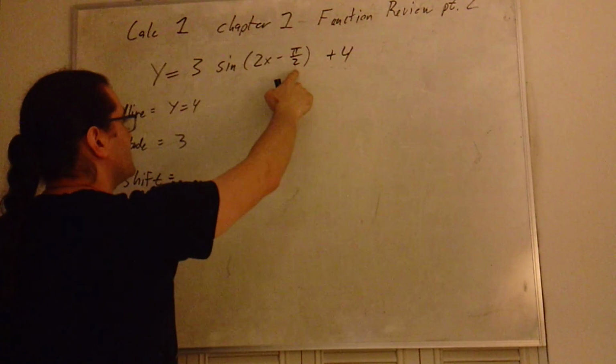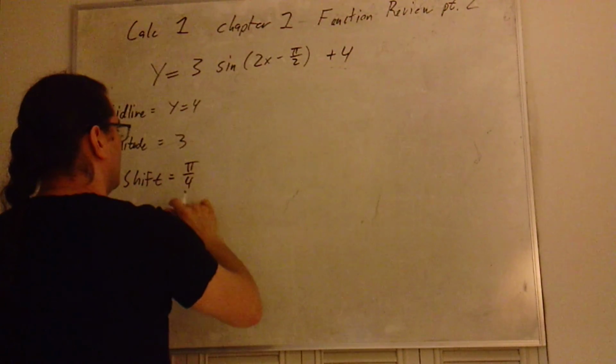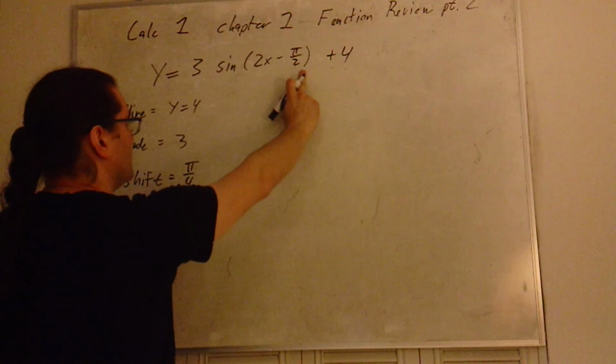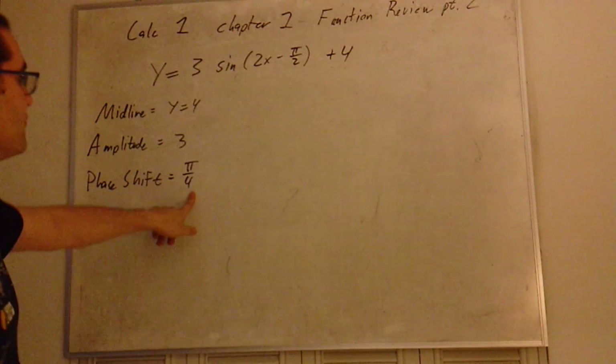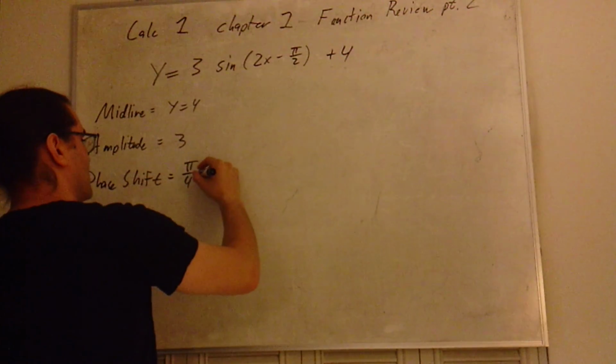So the thing that makes this inside bit equal 0 looks like it's probably going to be pi over 4. This is a number that I can multiply by 2 to get positive pi over 2, and then when you subtract this, yeah. So pi over 4 is going to be the phase shift because it makes the inside equal 0. And this is going to be the starting value.